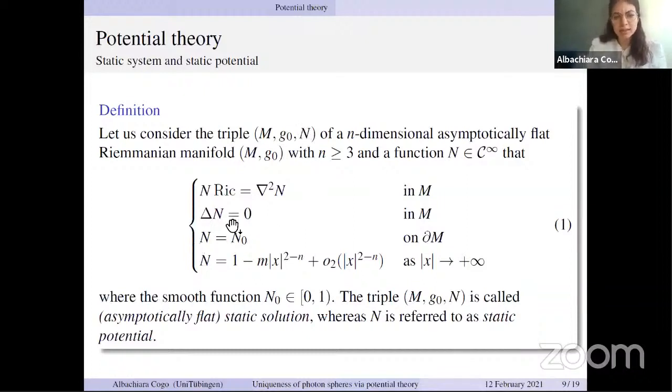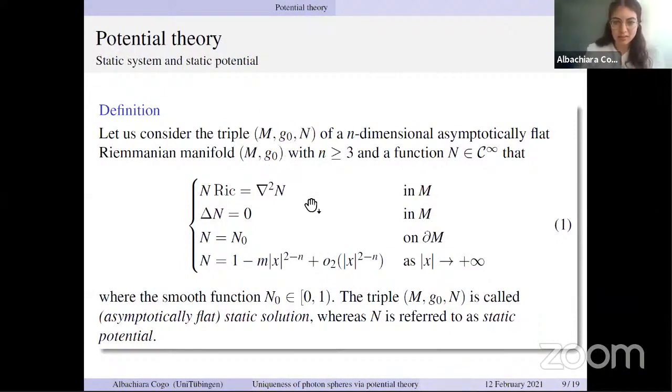And then we take this smooth function n such that at the boundary of M it attains this value n0 between 0 and 1. And at infinity it behaves like this, so it goes to 1. And the first approximation is given by this m, which is called the mass parameter, and actually corresponds to the ADM mass of this system.